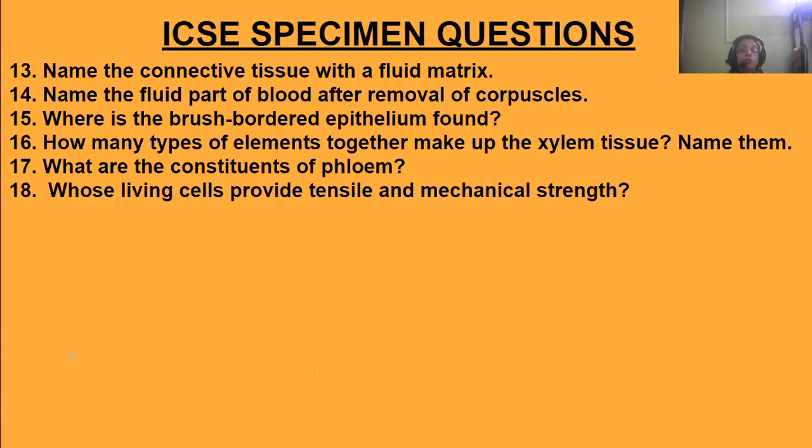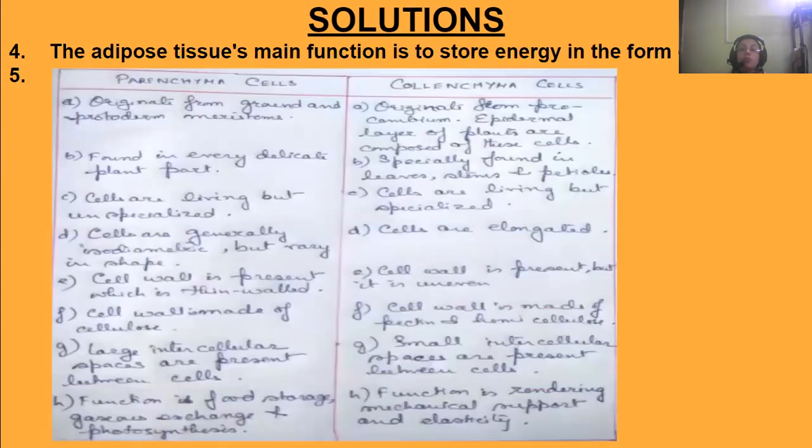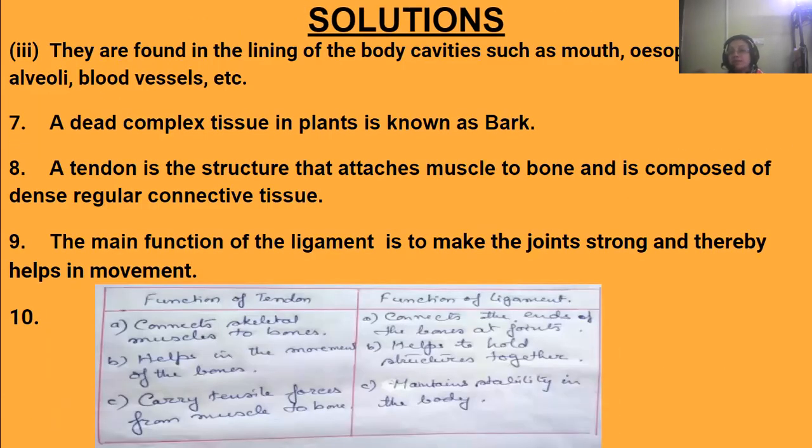Next question we are moving to is question number 8. Give the structure which attaches muscle to bones. The muscle is attached to bone by the tendon. It is a structure composed of dense regular connective tissue, whose density is much higher. The cells are very closely packed, having a dense matrix. So that is the tendon.